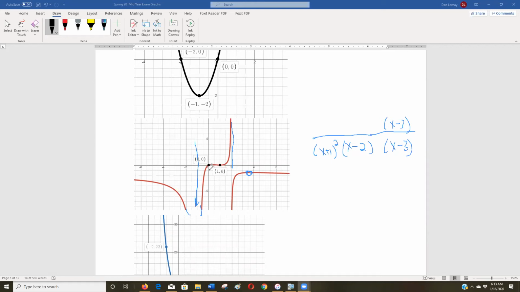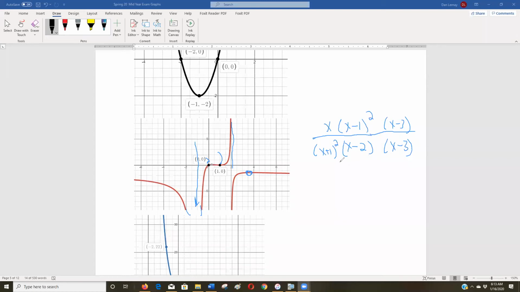Now, let's see. What about zeros? I see it crosses the x-axis at (0, 0). So x plus 0, I'm just going to write x. I also see that it touches the x-axis at 1, but it looks to me like it bounces. So I'm going to write (x minus 1) squared.